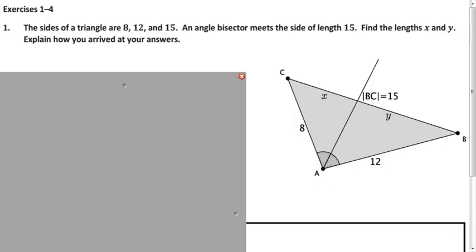So let's actually apply that theorem now. Here's our first example. We're going to walk through this one together. Then you'll practice Example 2 on your own and check your work with mine. Then we'll go to our final example.